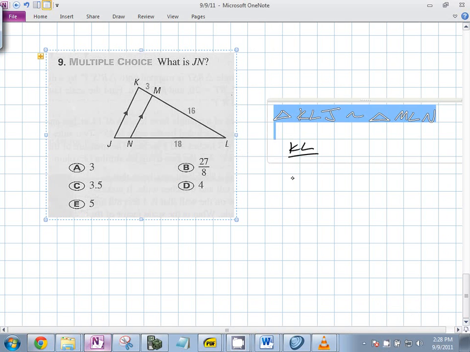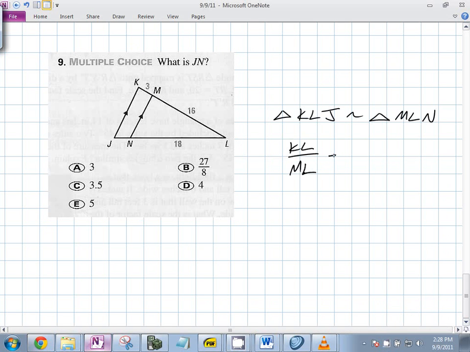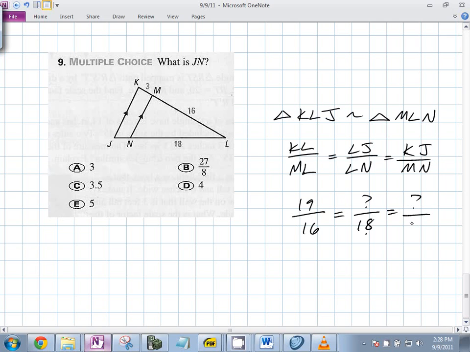Over ML is equal to LJ over, which is equal to KJ over MN. So do you know a lot of these? Sure. What's KL? 19. What's ML? 16. What's LJ? We don't know. What's LN? 18. Oh, we do know that. What's KJ? And what's MN? Don't know. What are we looking for? JN. We're looking for that one, right? So we know that 18.